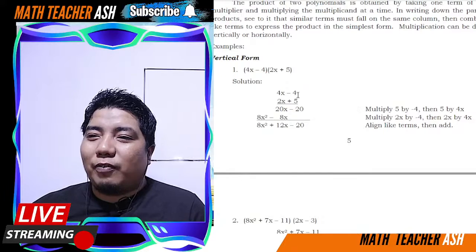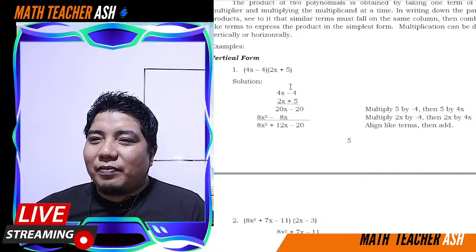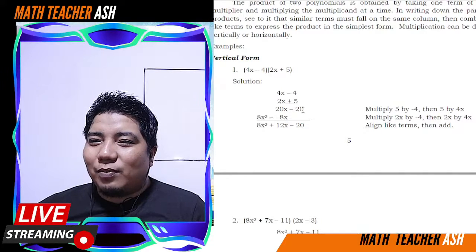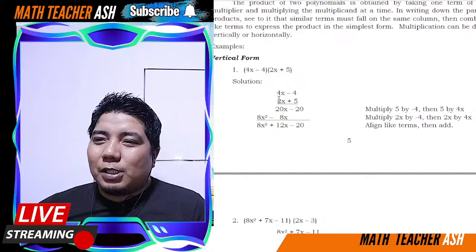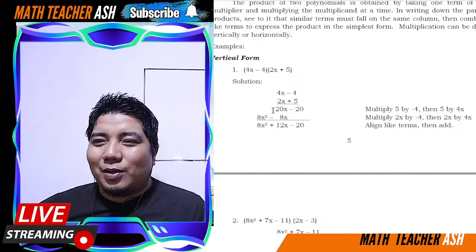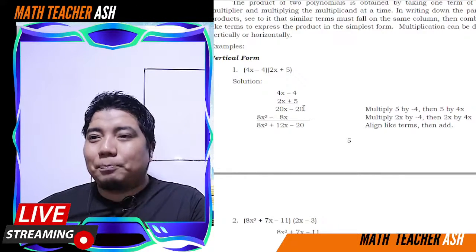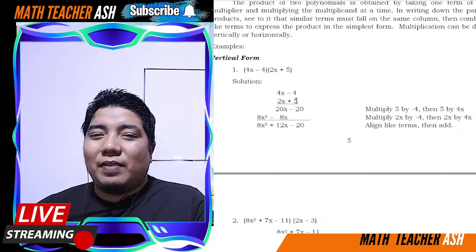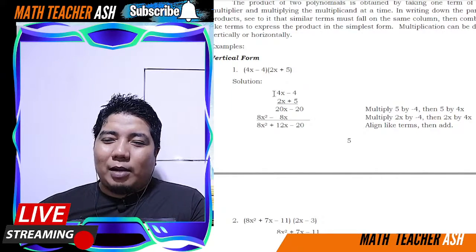Okay, so you start first with here. Okay. So, positive 5 times negative 4, the answer is negative 20. Ayan. Positive 5 times positive 4x, the answer is positive 20x. Okay, so you have your first pair of product. Okay? 4, 5 as the multiplier. Okay, now, tapos ka na kay 5. Dito ka naman kay 2.